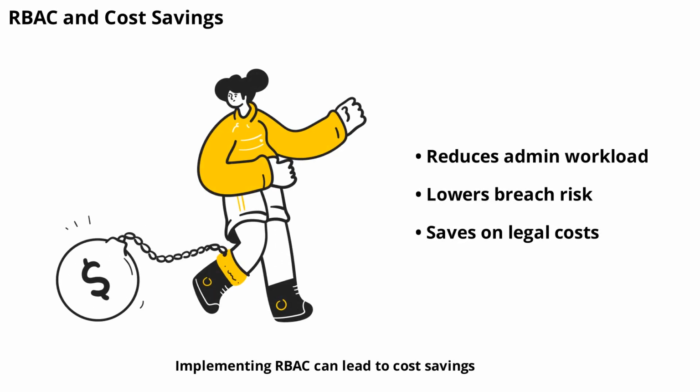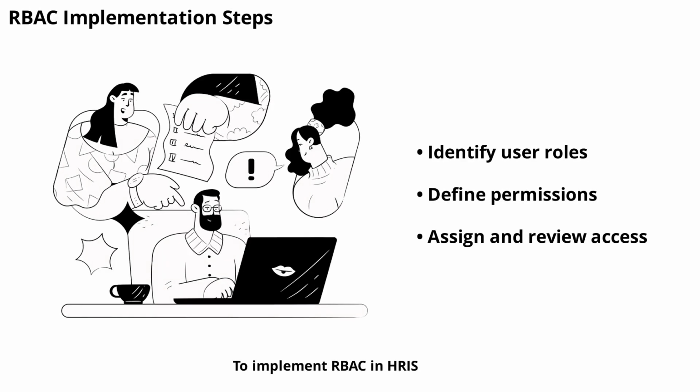Implementing RBAC can lead to cost savings. By automating access management and reducing the risk of data breaches, organizations save on administrative time and potential legal costs. Efficient security is not just about protection, it's also about smart resource management. To implement RBAC in HRIS, start by identifying all user roles within your organization. Next, define the permissions required for each role. Then, assign users to the appropriate roles and regularly review access to ensure it remains accurate as roles evolve.